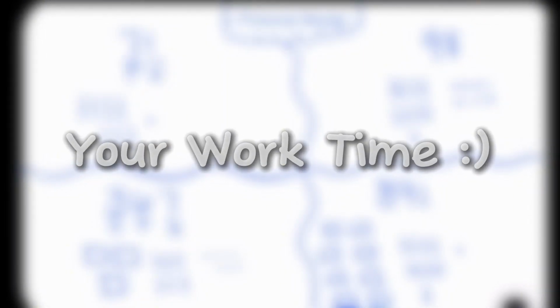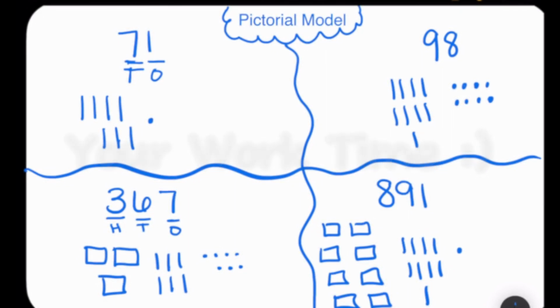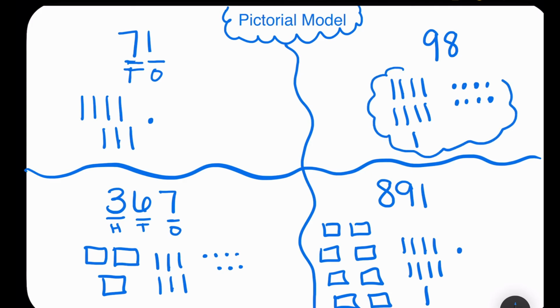All right, here is what I got for 98 and 891. For 98, I drew 9 rods and 8 units. So when I count this number, it sounds like this: 10, 20, 30, 40, 50, 60, 70, 80, 90, 91, 92, 93, 94, 95, 96, 97, 98. And my pen made some marks on the paper, but there's 9 rods and 8 units.